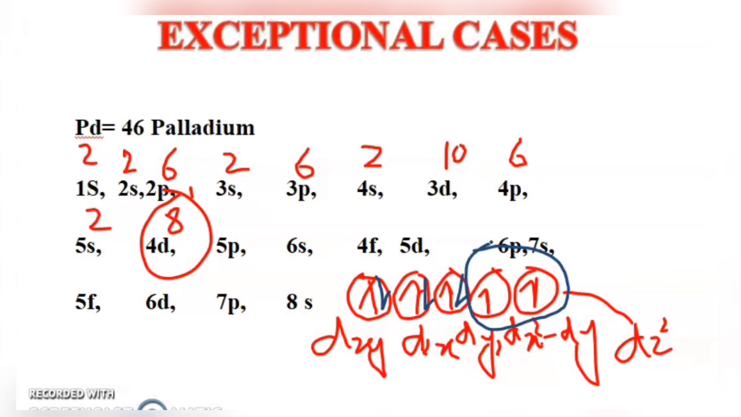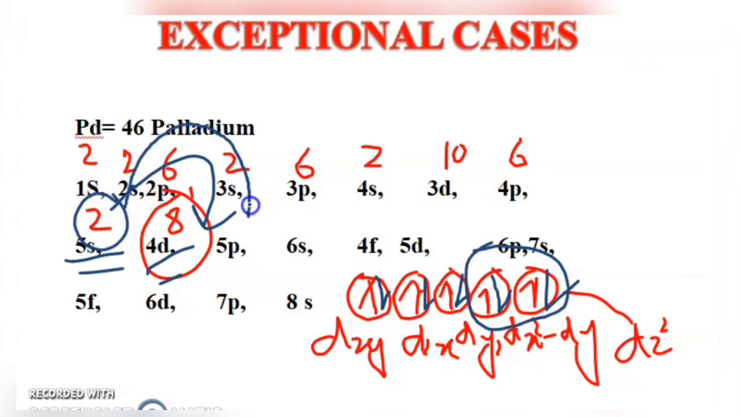So we can see that if we shift these 2 electrons from s to d, then the total electrons in the d subshell will become 10. Then electron number 9 would be here and number 10 is here. If these 2 electrons are shifted to the 4d orbital, it means the 5s orbital will have 0 electrons.